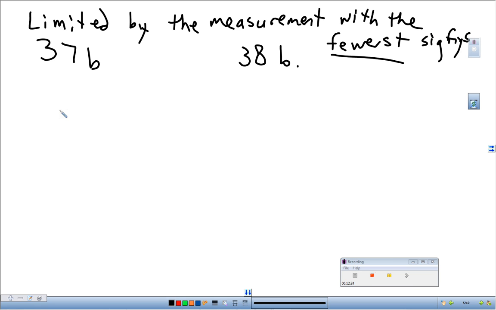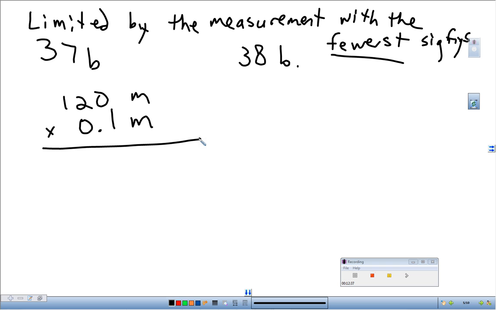So, 37B, 120 meters times 0.10 meters. I'm going to end up with my units being what? Hunter, meters times meters. How about 12? 12.0 meters squared.